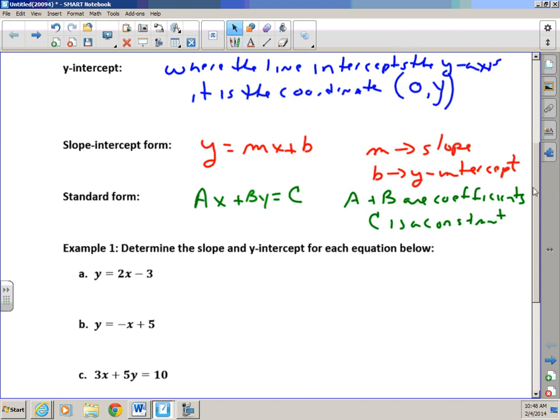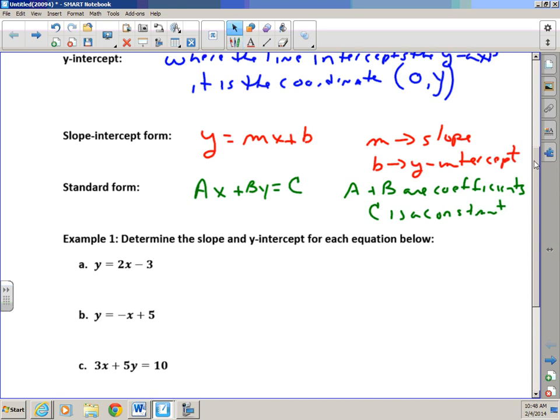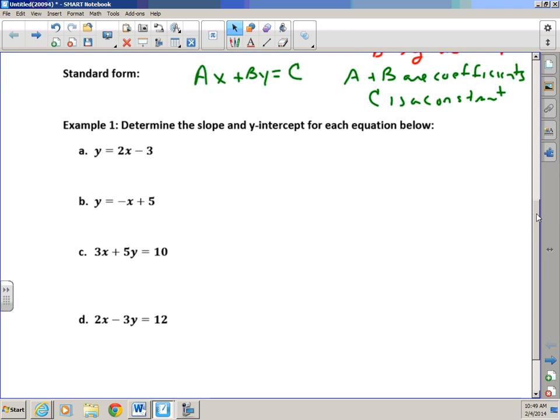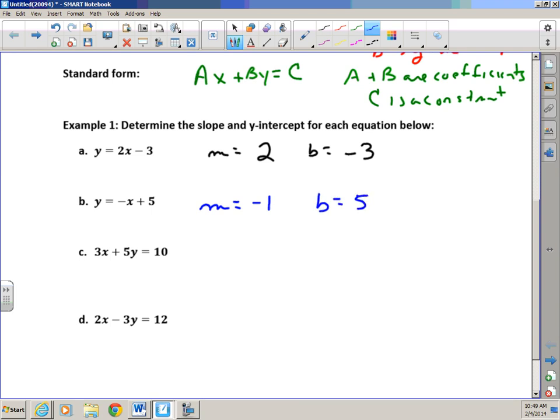Okay? So let's do some practice. I want to determine the slope and the y-intercept for each of these four equations. Well, the first one is already nicely set up for me because it already has y by itself. All right? What's m? M is the value in front of x, so it's 2. B is the value with no variable attached, -3. In the second example, m is -1, b is +5. All right? It's as straightforward as that.